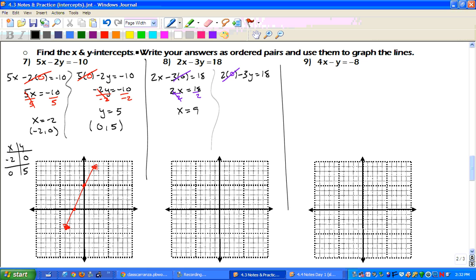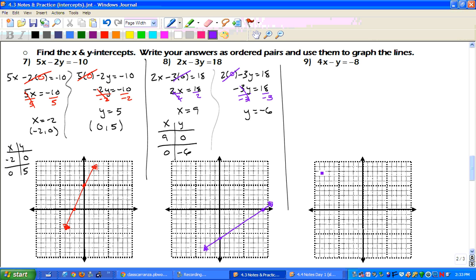On the other side, that cancels out. We get -3y equals 18. Divide both sides by -3. y equals -6. Okay, so I'm going to draw my little table right here with x and y: 9, 0, and 0, -6. So 9, 0 is right there. 0, -6 is right there. And then draw the line, add the arrows.